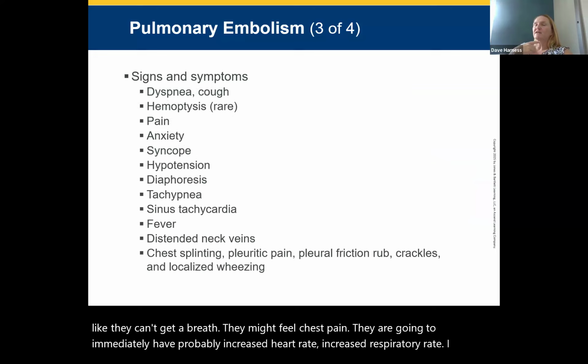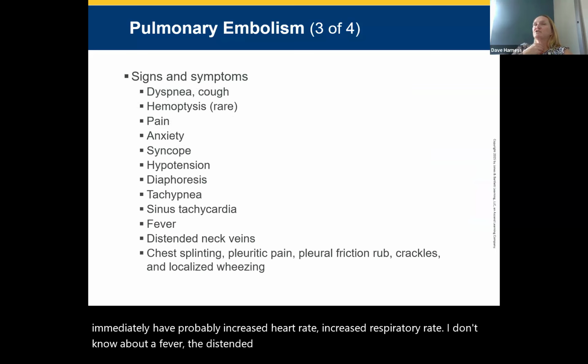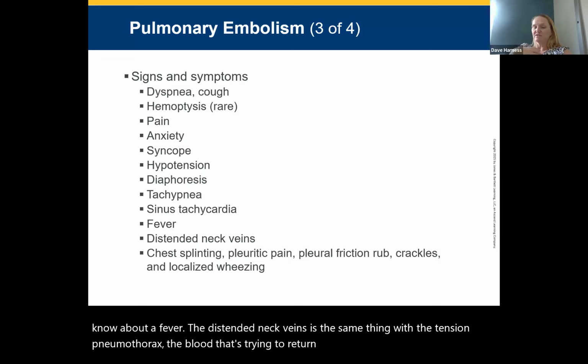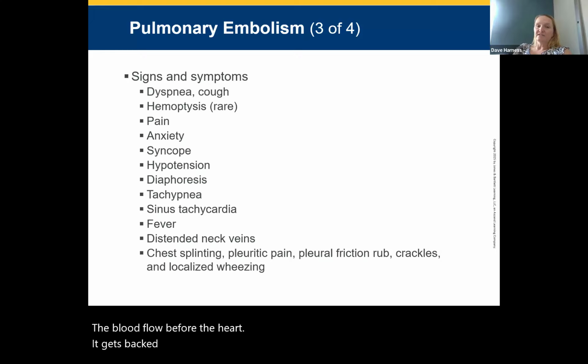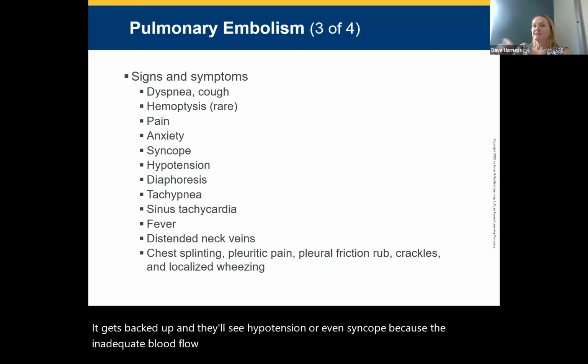The distended neck veins is the same thing with the tension pneumothorax. The blood that's trying to return into the chest isn't able to because there's not adequate blood flow out of the heart, which means the blood flow before the heart gets backed up, and they'll see hypotension or even syncope because the inadequate blood flow out of the heart is not getting enough blood to the tissues.